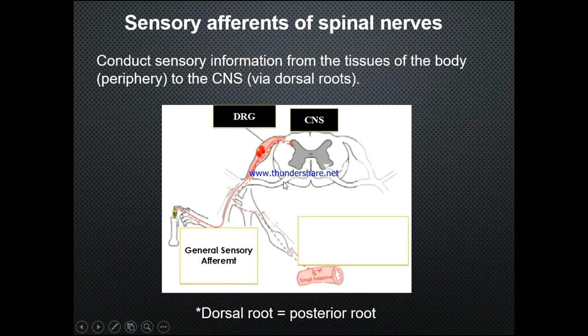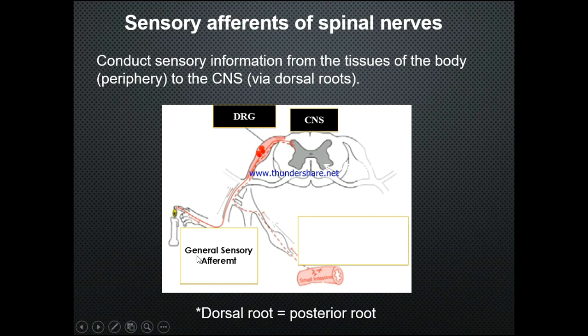Looking at this in a little more detail, we have these sensory afferents of the spinal nerves. Remember guys, afferents is the sensory part, A for affect. We're conducting sensory information from the tissues of the body, or the peripheries, to the central nervous system, and we're doing this via the dorsal root ganglion, DRG. I just want you to take a quick note of this image here.